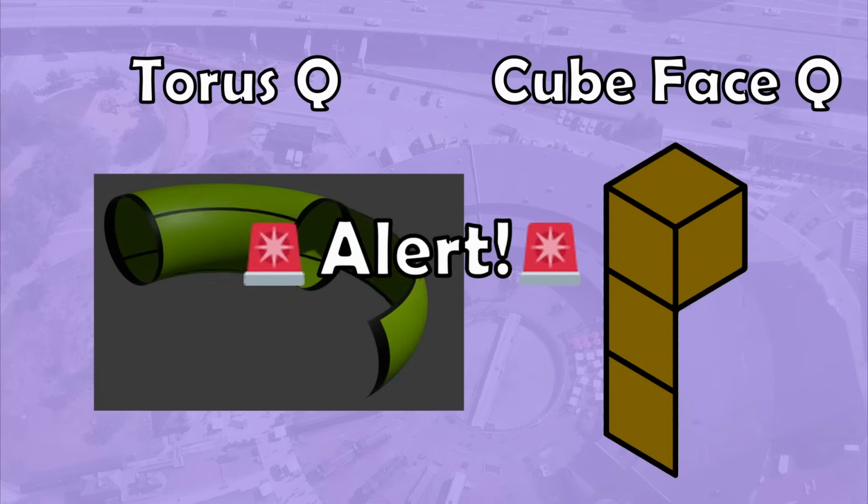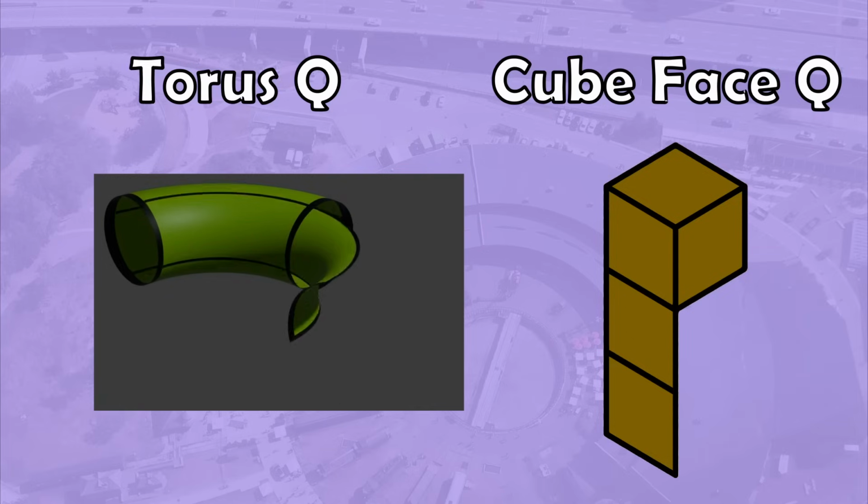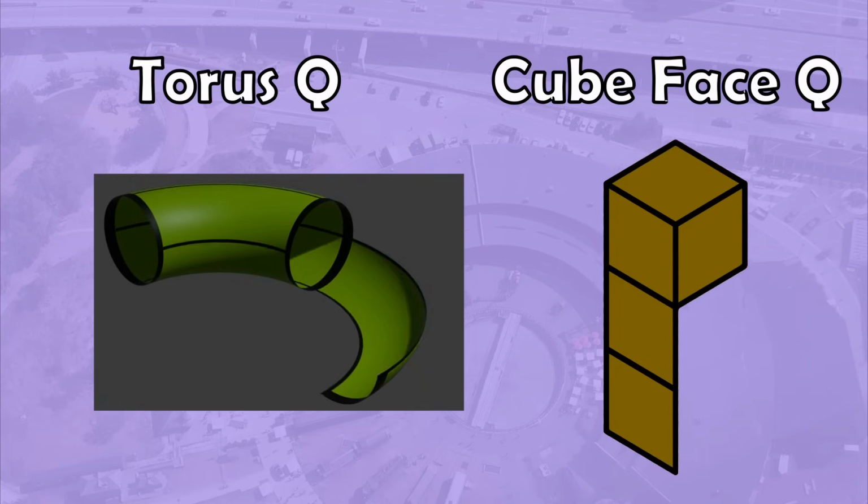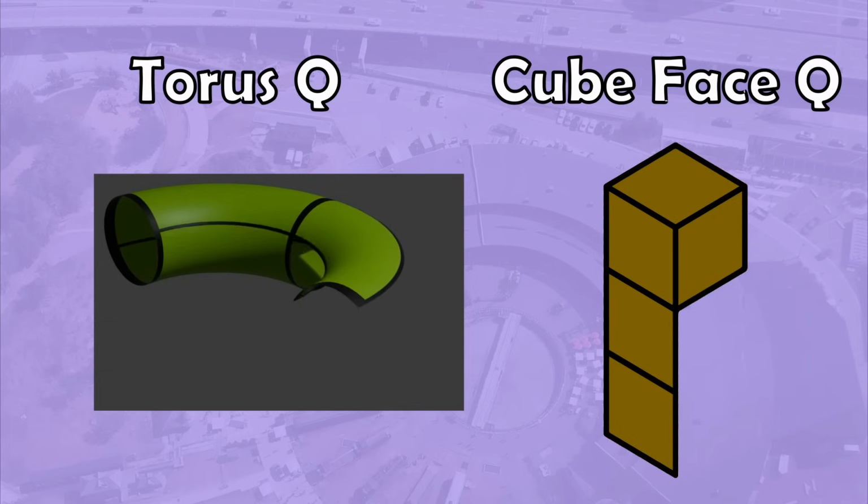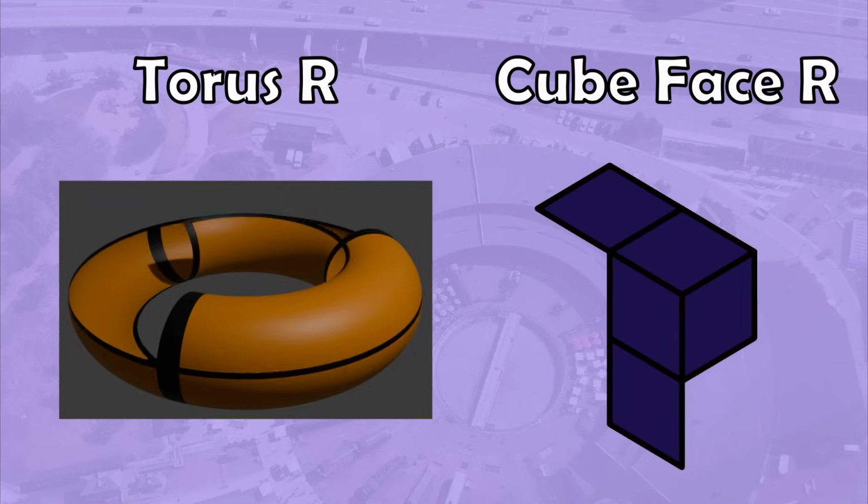There are now 2 pentominos named Q and R. Well, honestly it doesn't really matter that much, because the torus Q and the cube face Q will never be on the same board, as they only exist on their respective shapes. Same with the R of course.